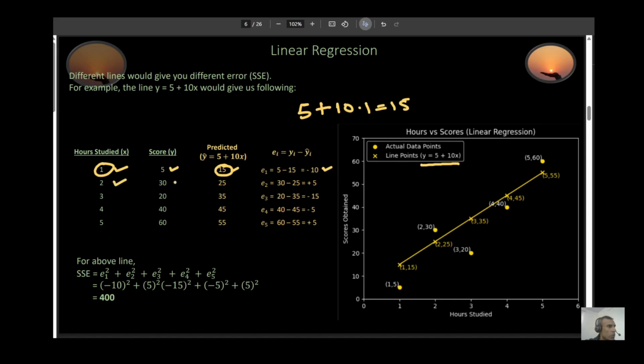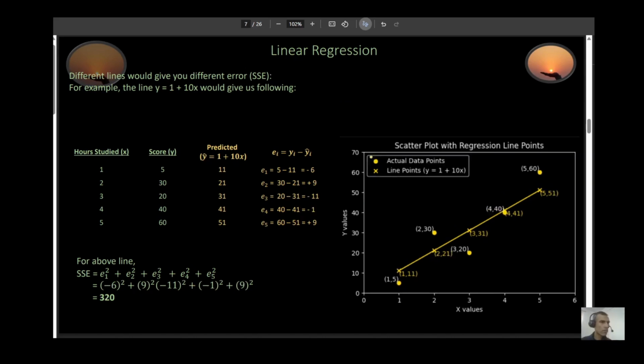The actual score in this case is 30. Your predicted value is 25. And then you can calculate your error, which is the second error for this line. Same thing with the third point, fourth point, fifth point. Now, for this line, my SSE will come out to be, just take all the errors, square each one of them, and add them together, and the answer is 400. So for this particular line, my error is 400.